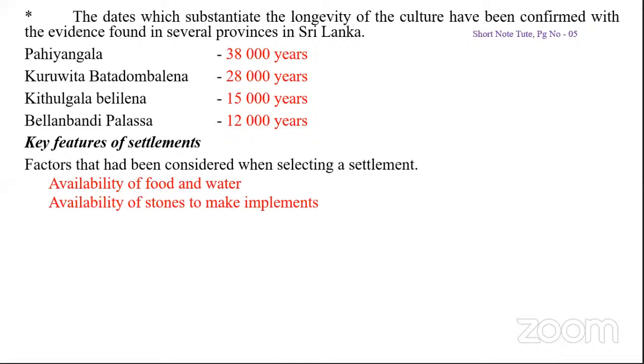The second thing was what? Availability of stones to make implements. Otherwise, they can't do hunting. They can't do their day-to-day activities without making implements. For making implements, what is needed? Stones are needed. So those were the only two things that they considered when selecting a settlement. They did not consider any other thing because they were not wearing anything. They were not sending their children to schools or anywhere. So no schools needed, no electricity needed, no infrastructure needed. The only things they needed were food, water, and stones.